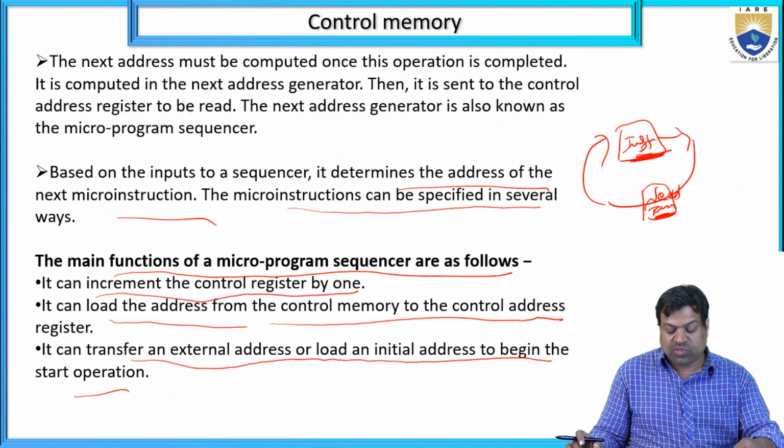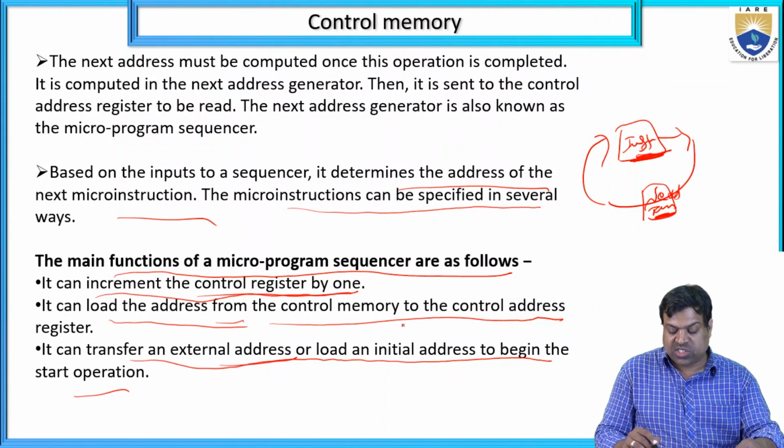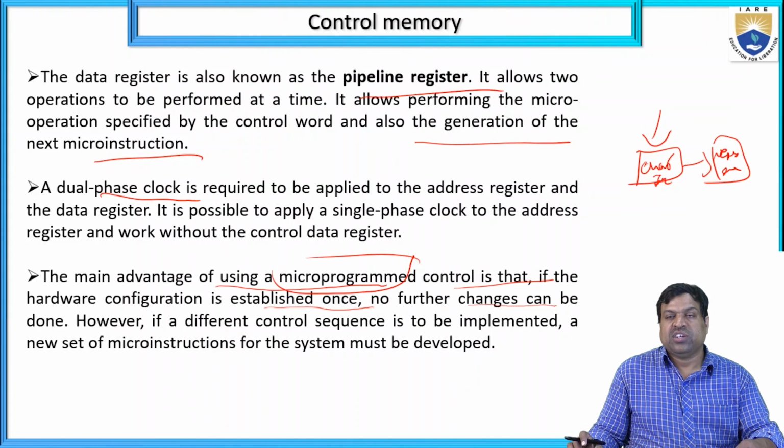The main functions of a microprogram sequencer are to increment the control address register by 1, load an address, and transfer the external address. So first incrementing, loading, and transfer. These are the main functions of a microprogramming sequencer. Another one is the pipeline register. It allows two operations to be performed at a time, and it allows performing the micro operations specified by the control word. A dual phase clock is also required for microprogramming operations.